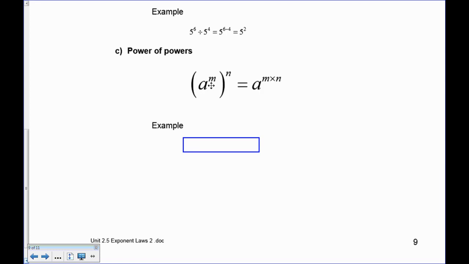Okay, power of powers. This is a to the m, all raised to the power of n. When you cross the brackets, it's like the distribution law. We multiply, so this becomes m times n. Here's an example. 3 to the 4, all raised to the power of 5, is 3 to the 4 times 5, and 4 times 5 is 20.